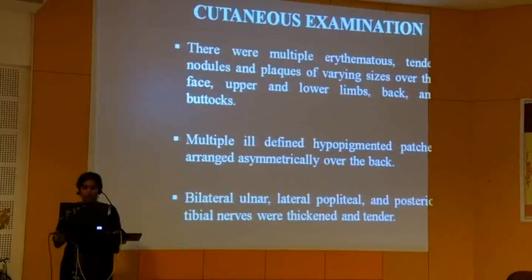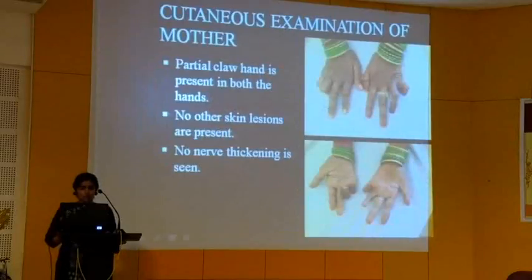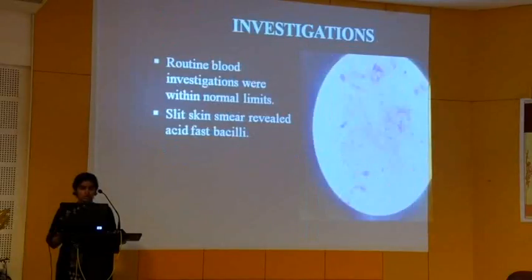Bilateral ulnar, lateral popliteal and posterior tibial nerves were thickened and tender. This is a picture showing multiple erythematous tender nodules over the face and arms. Cutaneous examination of mother. Partial claw hand is present in both the hands. No other skin lesions were present and no nerve thickening was seen.